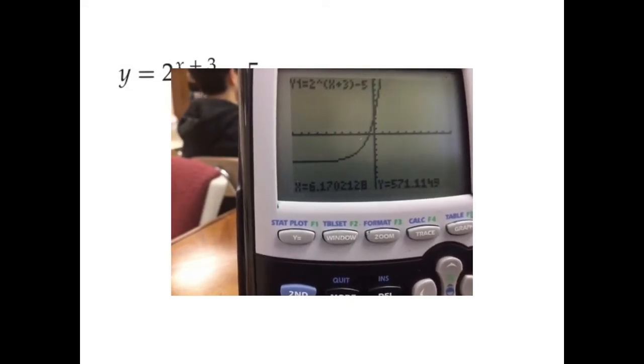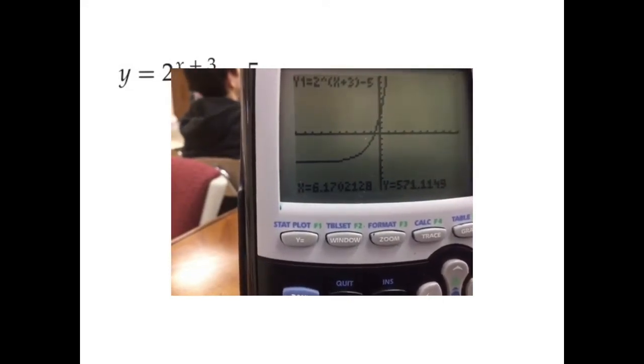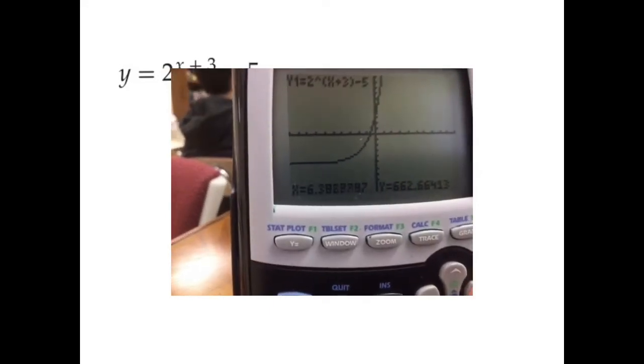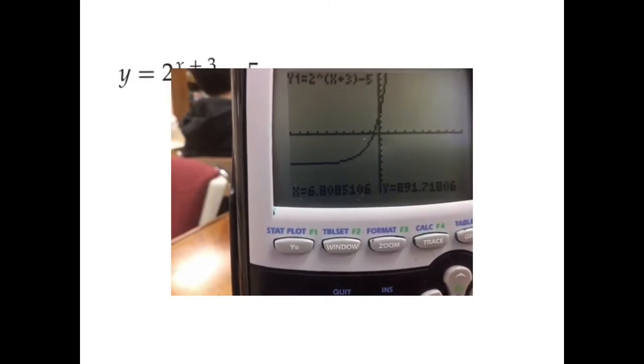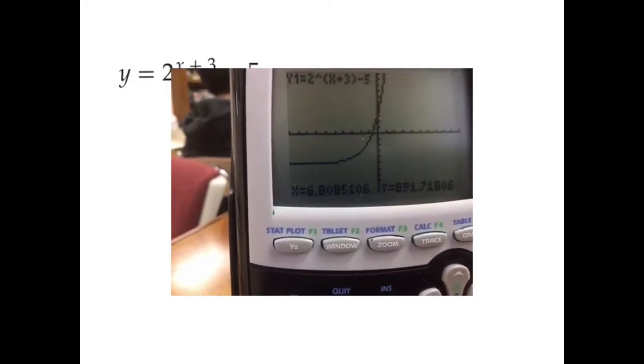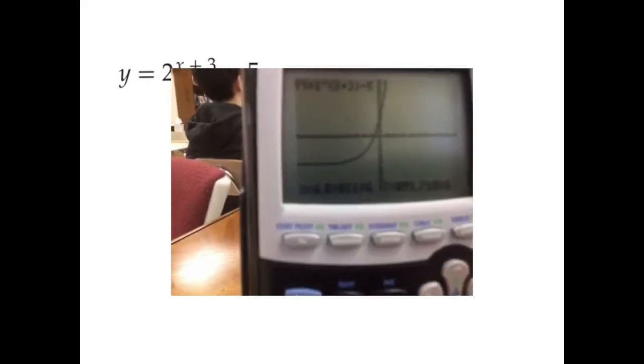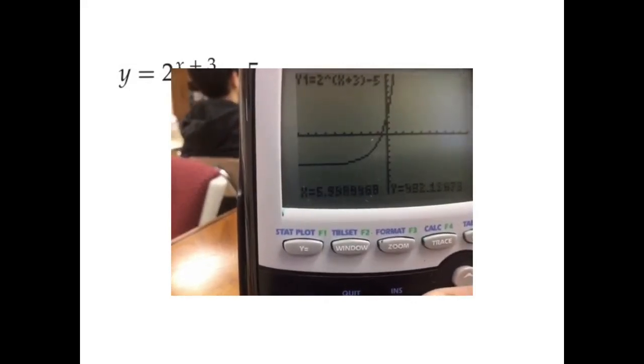Now, here's the thing. There's no limit to how high the Y will go. At the same time, there's no limit to how far right I can go on the X. There will always be an X value that corresponds to a Y value as I move to the right. Now, the same thing is going to happen when I move to the left. Now, I'm going to come back down much quicker to the left, and there it comes back.